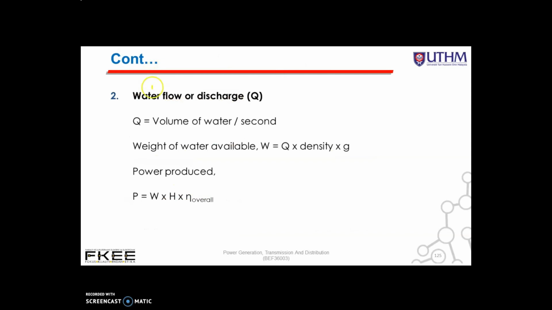Second is the water flow or discharge Q, which is the volume of water per second. The weight of water available, W, is the volume of water times the density times the gravity. The power produced, P, is equal to the weight of the water available times the head of the water and the overall efficiency.